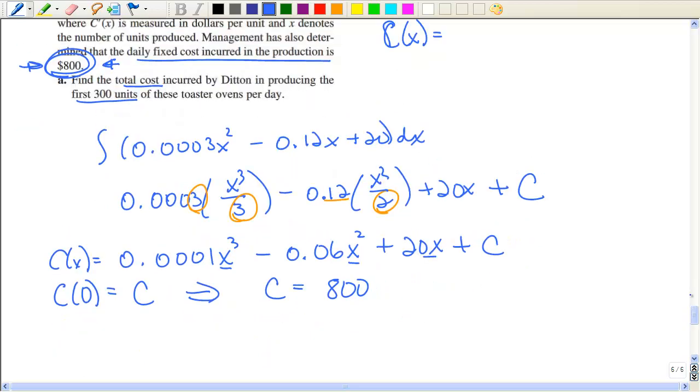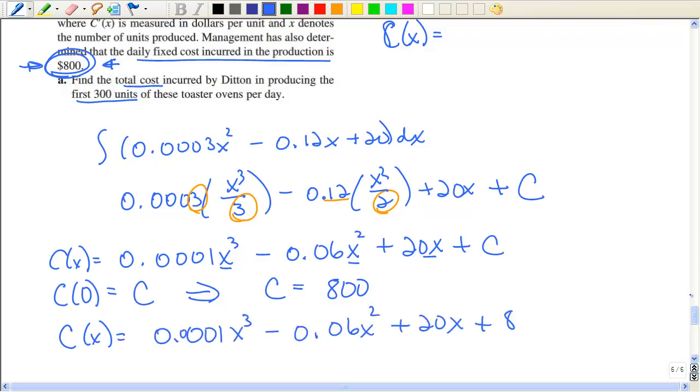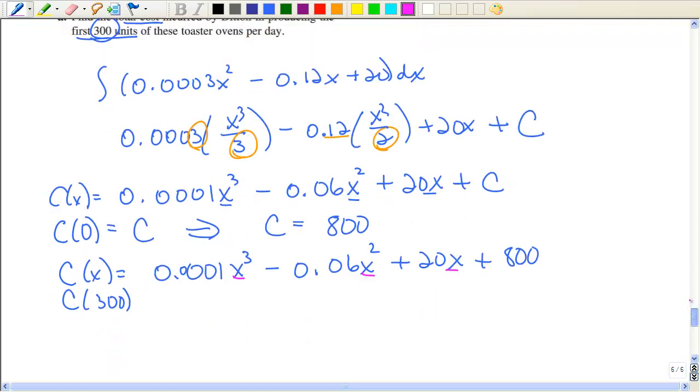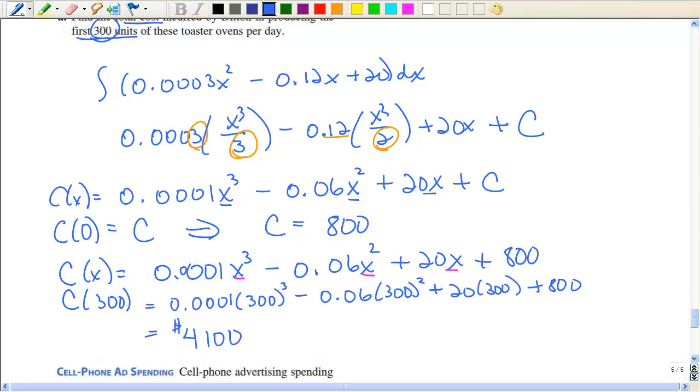So now I can find the total cost because my cost function is this, that 800 goes in at the end, and now I just need to evaluate this function for 300. So I'm going to go through and put a 300 everywhere there is an x and definitely use a calculator. So my cost to make 300 units of toaster ovens per day is $4,100.